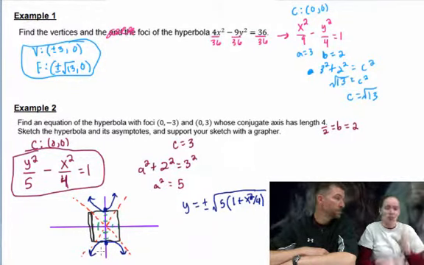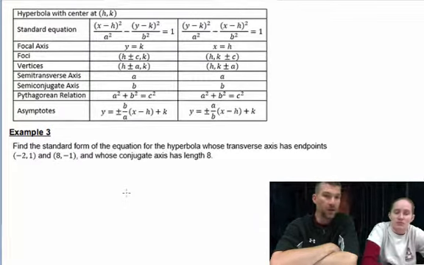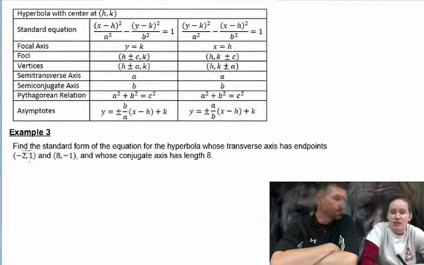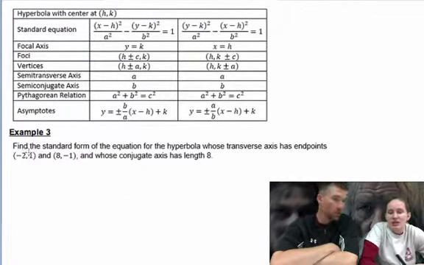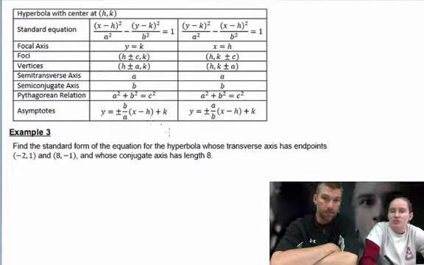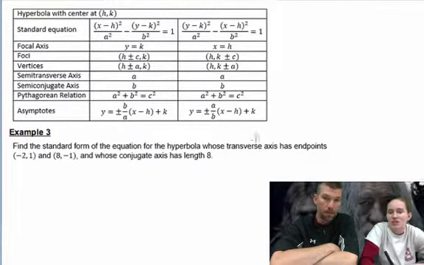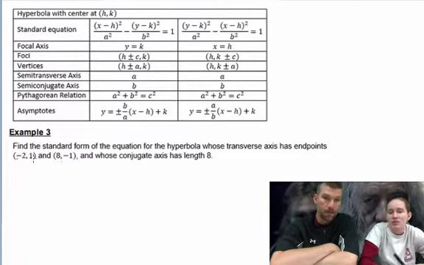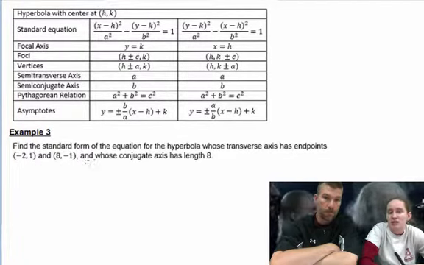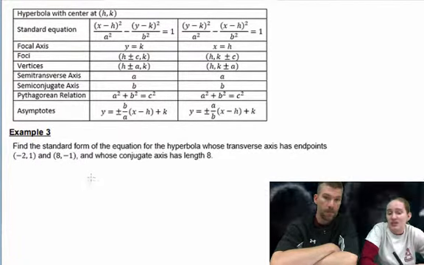Example 3. Now let's talk about some that have a center not at 0, 0, but at some point (h, k). All the same things that we've done with parabolas and ellipses apply here, so just pay attention to your chart and make sure you know which direction you're opening. That's crucial. Find the standard form of the equation for the hyperbola whose transverse axis has endpoints -2, 1 and 8, -1, and whose conjugate axis has length 8.